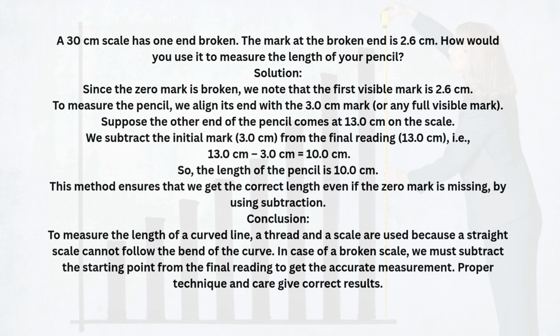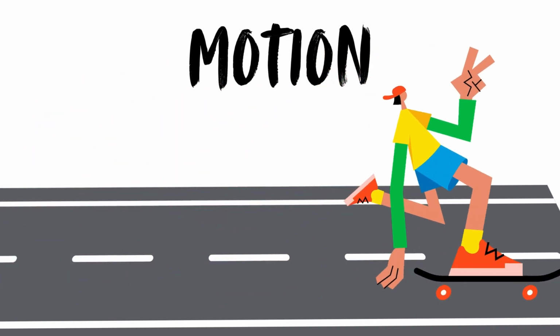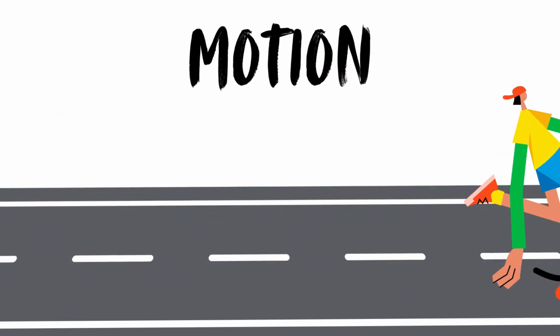Suppose the other end of the pencil comes at 13 centimeters on the scale. Now we'll subtract that initial mark, that is 3 centimeters, from the final reading, 13 centimeters. So the answer would be 10 centimeters. So we'll get the length of the pencil, that is 10 centimeters. After measurement, we'll move towards motion and its types.